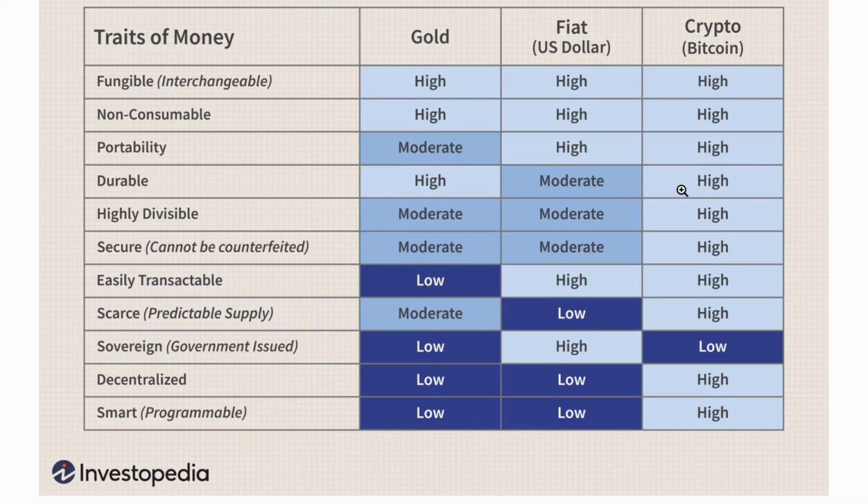Now, I won't go through all of these traits of money, but as you can see, Bitcoin is far exceeding the traits necessary to be a true form of money compared to gold or other fiat currencies. The only score on this chart in which it doesn't score high is its government issued state, which is incredibly low. Again, Bitcoin isn't controlled by one entity. No nation can confiscate your Bitcoin. No one can tell you what to do with it.